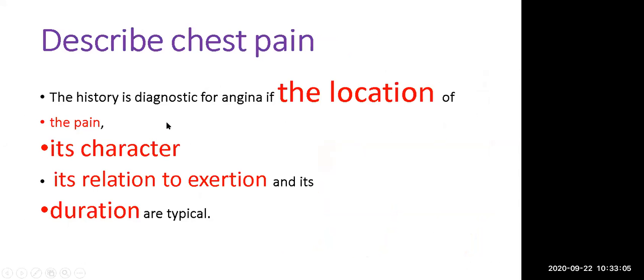Okay, let's see. What you should do, like a doctor, is describe the chest pain. This is very important.